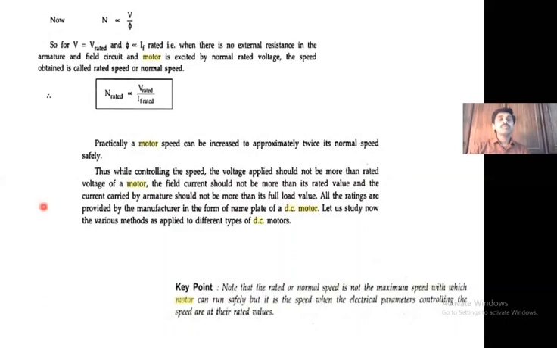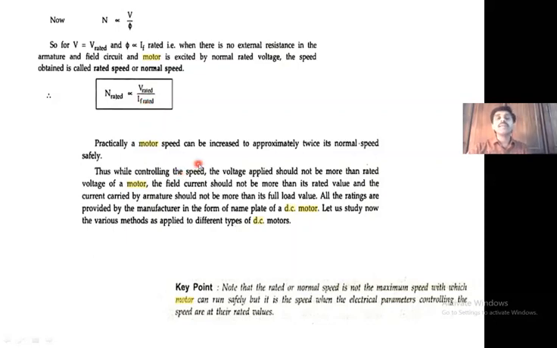So now, you know that N is proportional to V by phi. If V is V rated, and phi, which is proportional to the field current, is phi rated, then when there is no external resistance in the armature and the field circuit, and the motor is excited by normal voltage or rated voltage, the speed that is obtained is called rated speed or normal speed. Rated speed corresponds to rated voltage and rated field current.